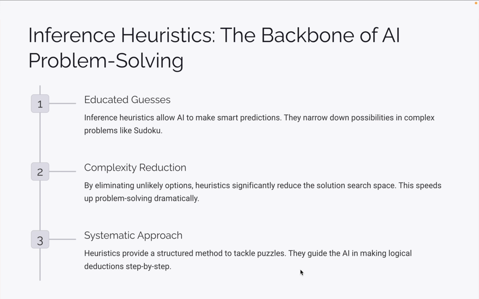Inference heuristics play a crucial role in AI by allowing us to make educated guesses and narrow down possibilities, significantly reducing the complexity of finding a solution. In the context of Sudoku, this means we can quickly identify valid numbers for an empty cell and systematically solve the puzzle.